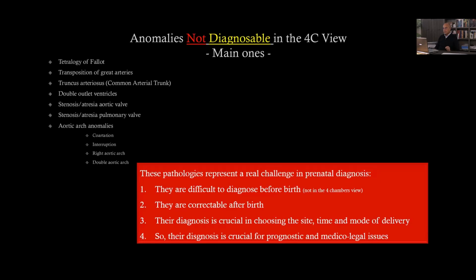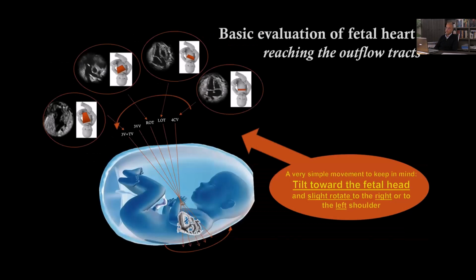So these pathologies, as you can see, represent a real challenge in prenatal diagnosis. Why? Because they are difficult to diagnose before birth, and particularly they are not diagnosable in the four-chamber view. They are correctable after birth. Their diagnosis is crucial in choosing site, time, and mode of delivery. So their diagnosis is crucial for prognostic and medical-legal issues, as you can understand.